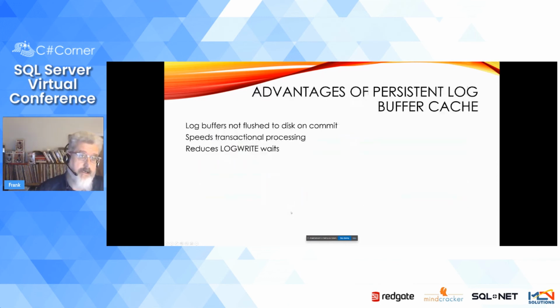The advantage of this is that because log buffers aren't flushed to disk on commits, it will speed up transactional processing. Basically, commits can happen as fast as they can. You don't have to wait. And the practical result of those log buffer flushes is, if you've ever seen WRITELOG waits as a wait type for a SQL Server database, that's what that wait is. It is waiting for the acknowledgement of that flush to come back. So that is the first advantage of the persistent log buffer cache.